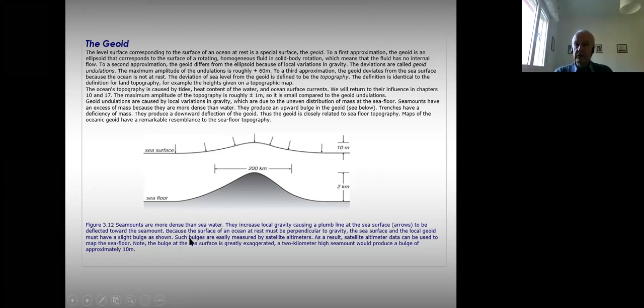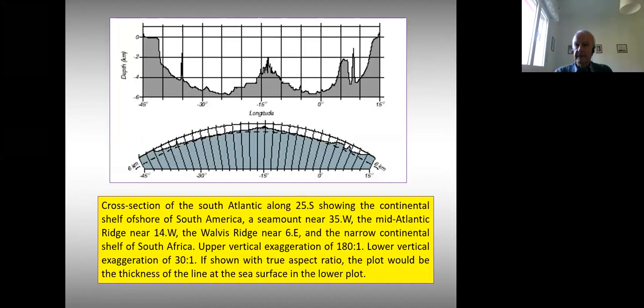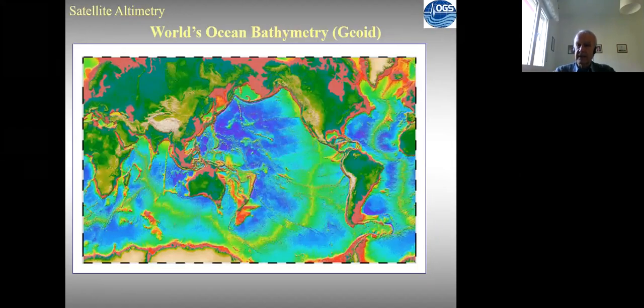And therefore, because the surface of an ocean at rest must be perpendicular to gravity, as we have defined it before, the sea surface and local geoid must have a slight bulge, as shown here. Therefore, bulges or deformations in deeper areas correspond to seamounts or the deeper part of the ocean.